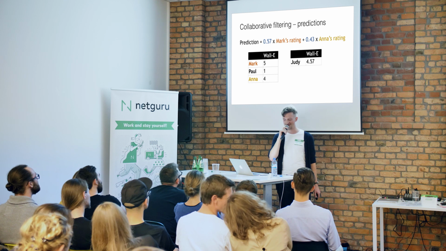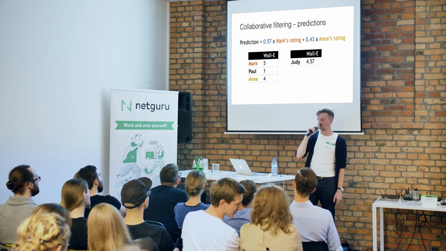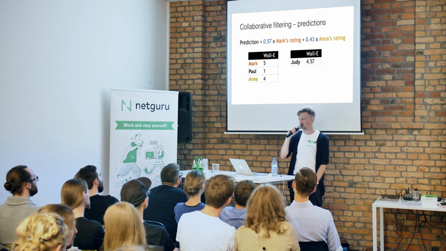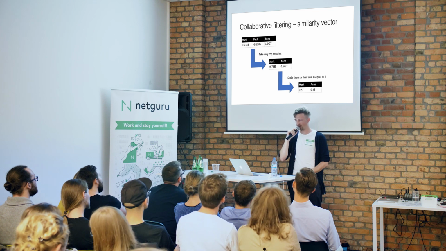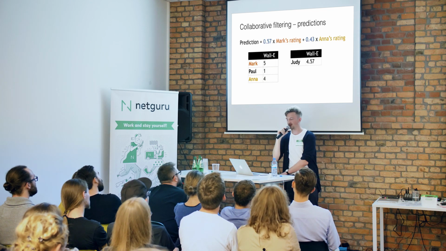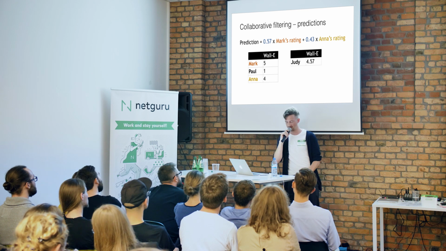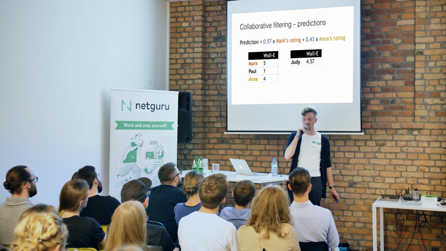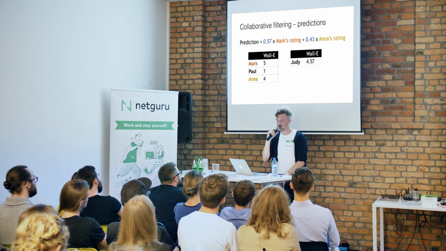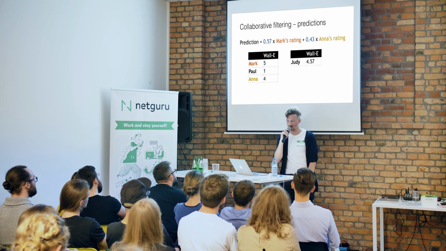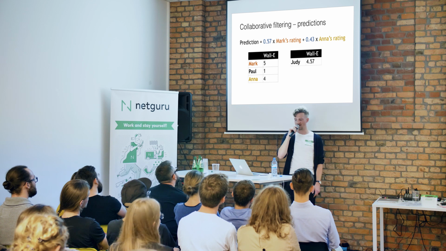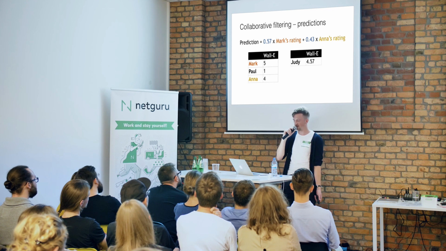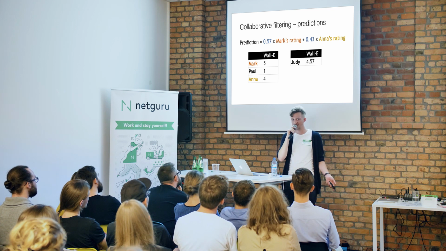Yeah, in a bit, meaning now. So we can say that the prediction for whether Judy would like a film or not is the first value, the 0.57, which we've taken from here, times Mark's rating, plus 0.43 for Anna, times Anna's rating. So if we have a movie like WALL-E, which Judy hasn't seen yet, and we have all the values from other people, we can use this formula to calculate the predicted value of Judy's rating, and it's actually quite high. It's 4.57.